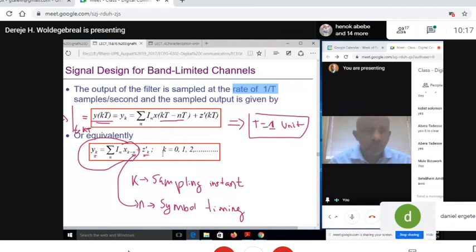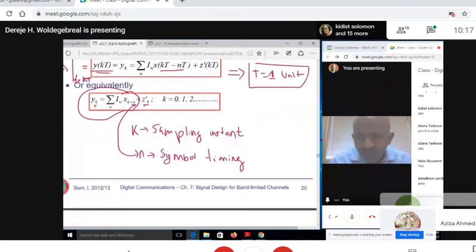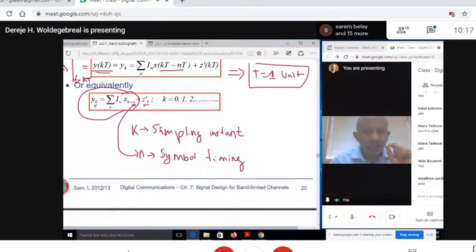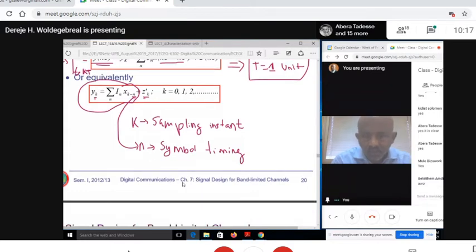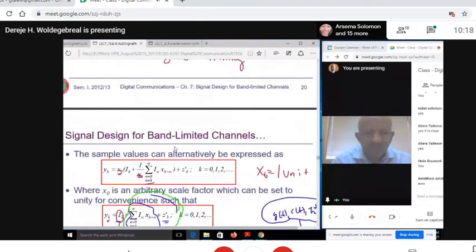By the below expression. Now let's simplify it a bit further. Okay, now at k is equal to n, at the instant where the sampling instant is the same as the symbol timing, then k minus n is zero.